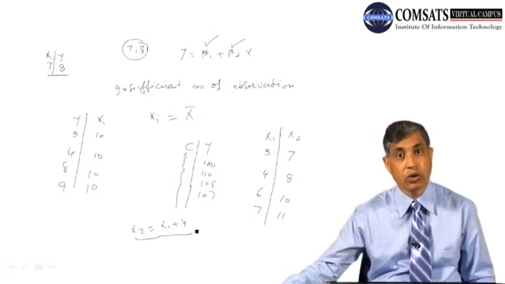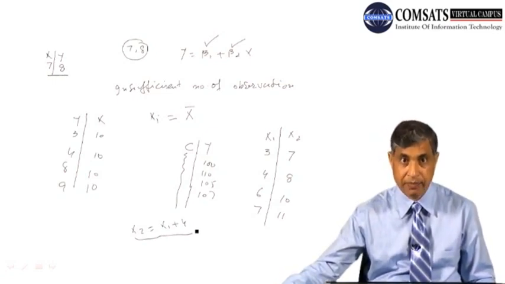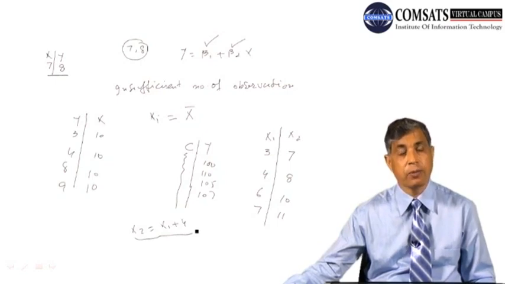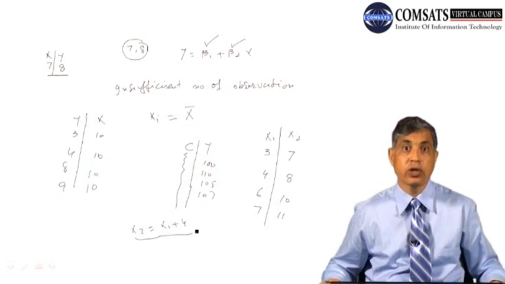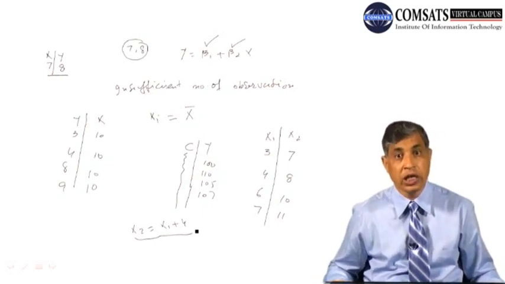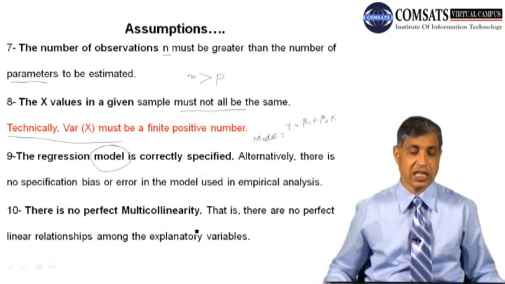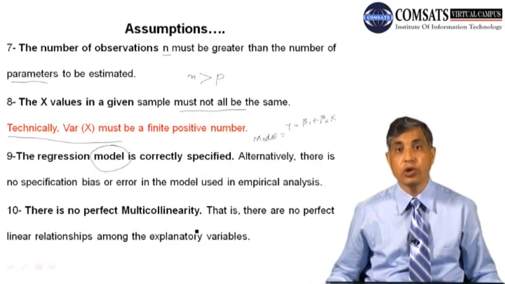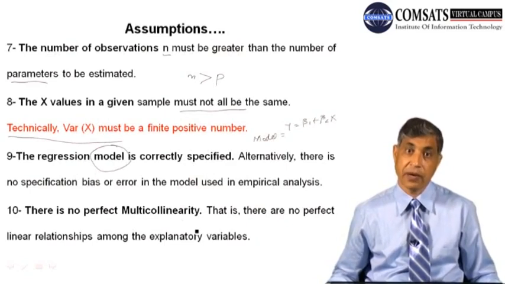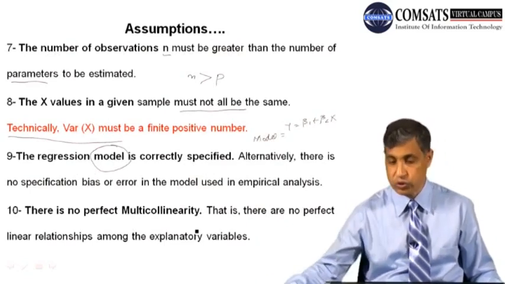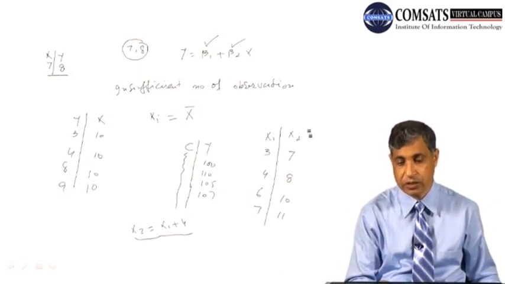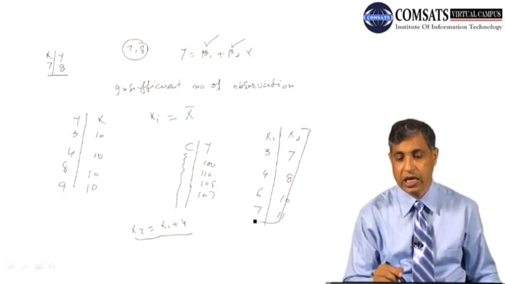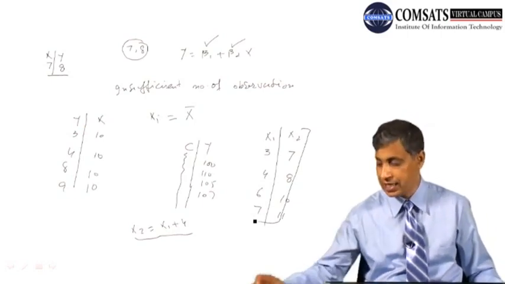We will be talking about this multicollinearity concept at a later stage when we talk about multiple regression analysis. Here we are confining ourselves to only the two-variable or bivariate regression model. So this was the 10th assumption, that there should be no perfect multicollinearity. If there is perfect multicollinearity, then there is a problem in the estimation.